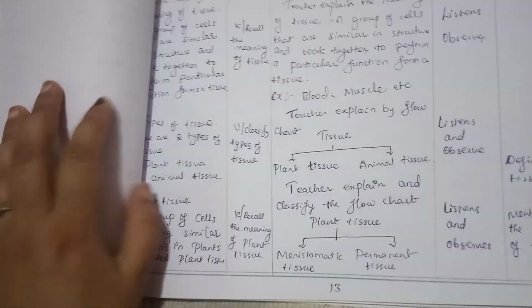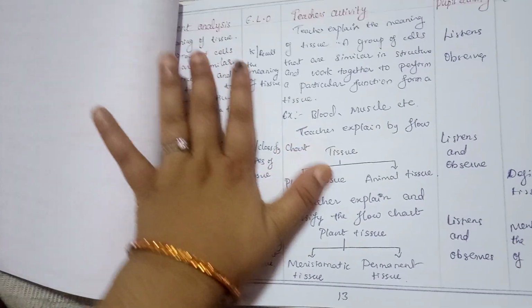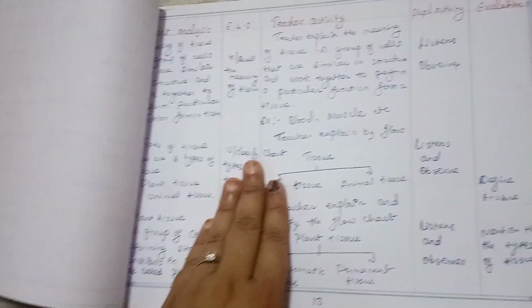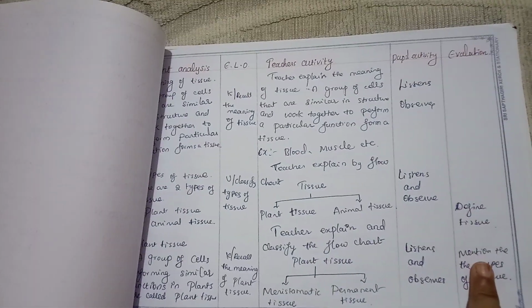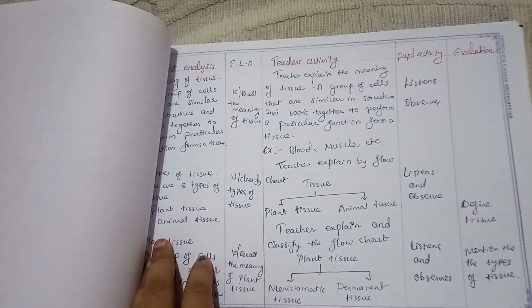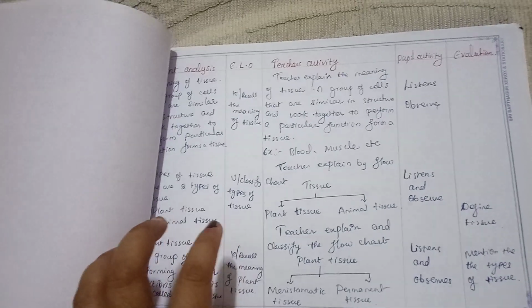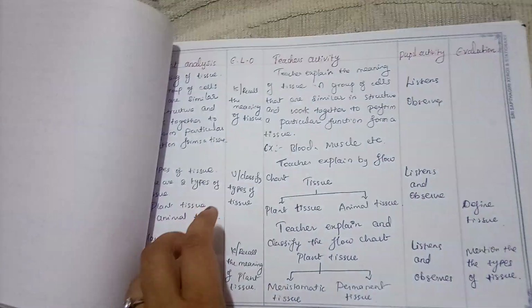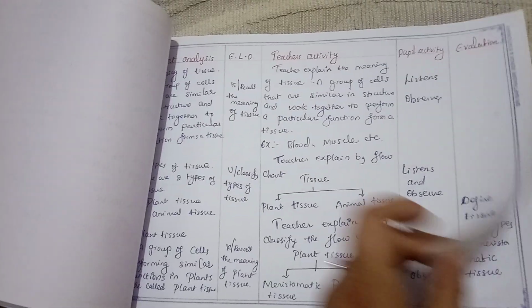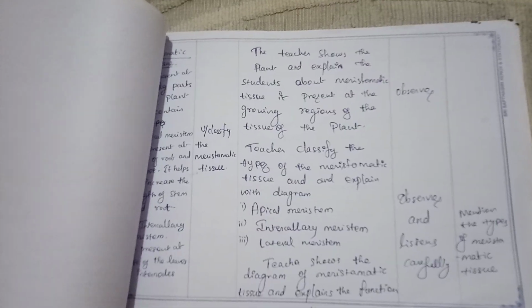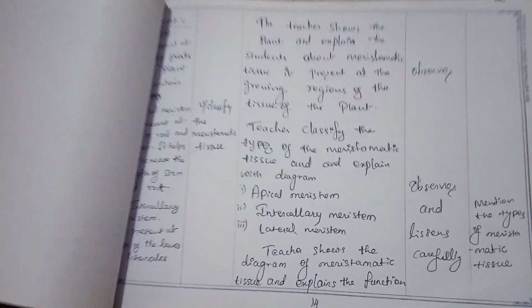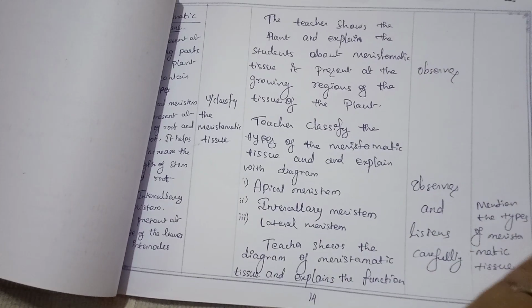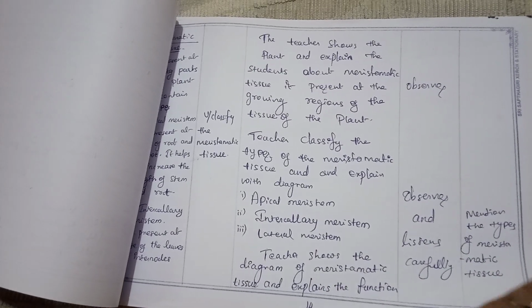Here you can see the developmental stage, where content analysis, effective learning outcome, teaching activity and pupil activity, and the evaluation part are given. You can see here I have written short notes of all the teaching points with effective learning outcomes. And in teacher's activity I have written all the activities that I did during the lesson.